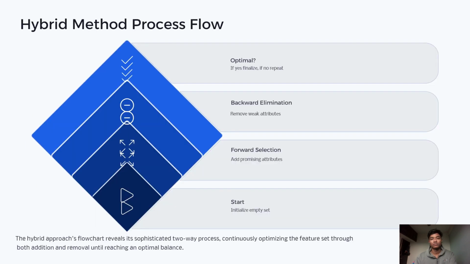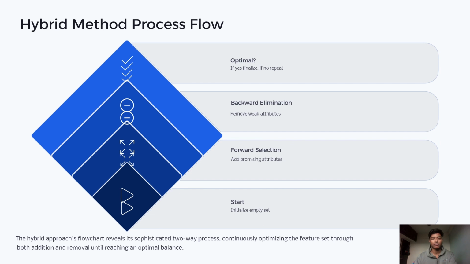Now, its workflow. First, we check whether the data is optimal. Then we go with backward elimination, which removes weak attributes. Then forward selection, which adds promising attributes, and then we start to initialize the empty set.